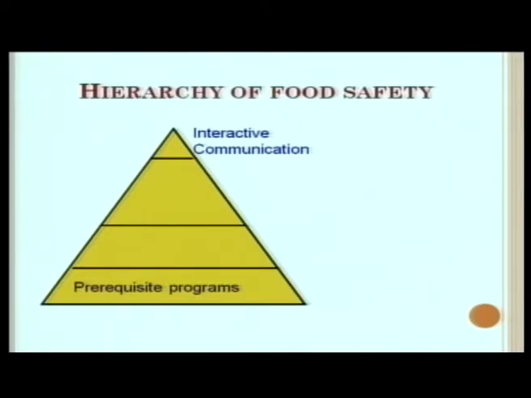That means for anything and everything you do, you need to interact among the food business, among the employees in the food businesses, and also across the food businesses. That means among the stakeholders like suppliers, customers, and regulatory bodies. So there has to be a chain of interactive communication.